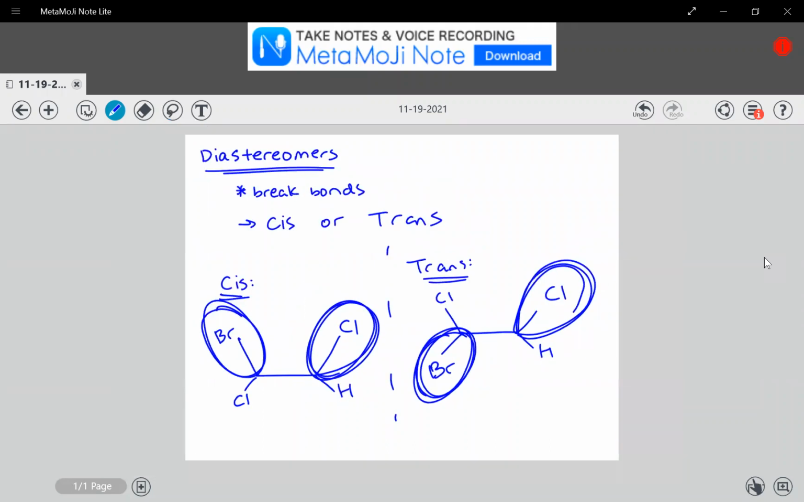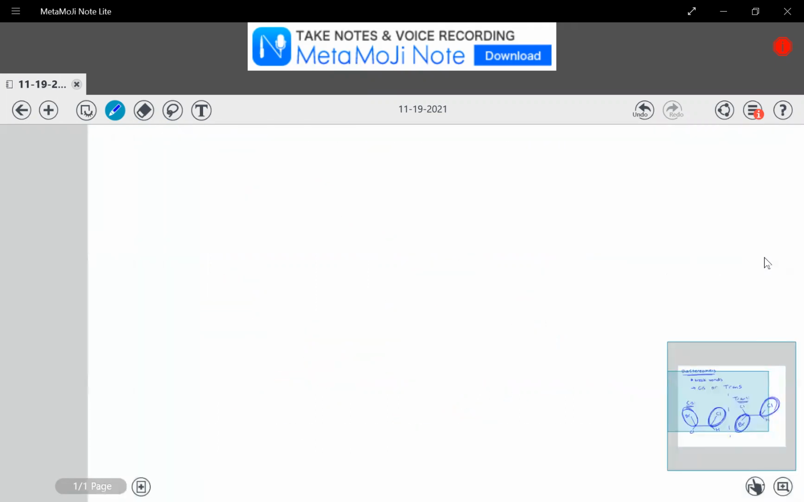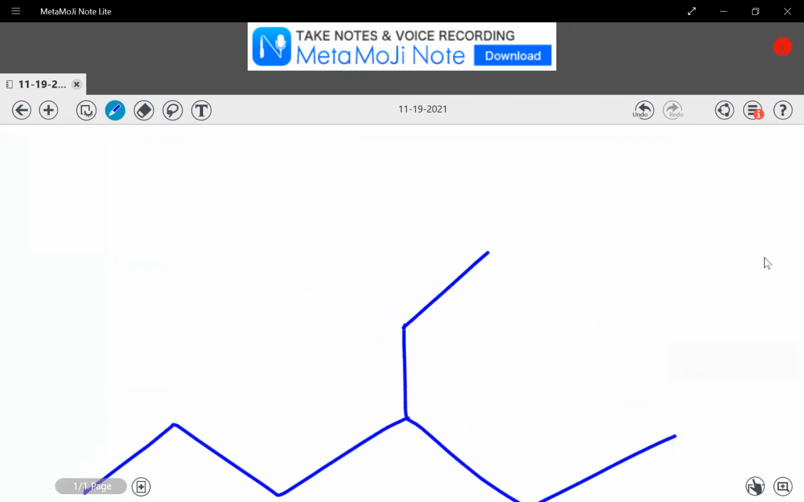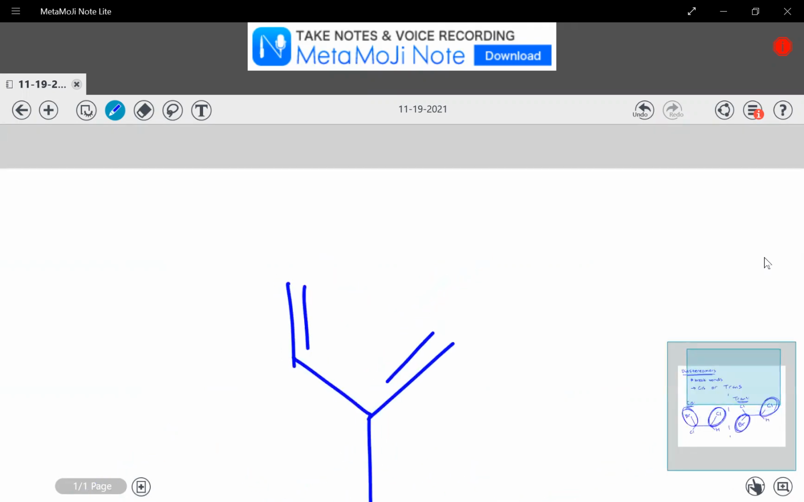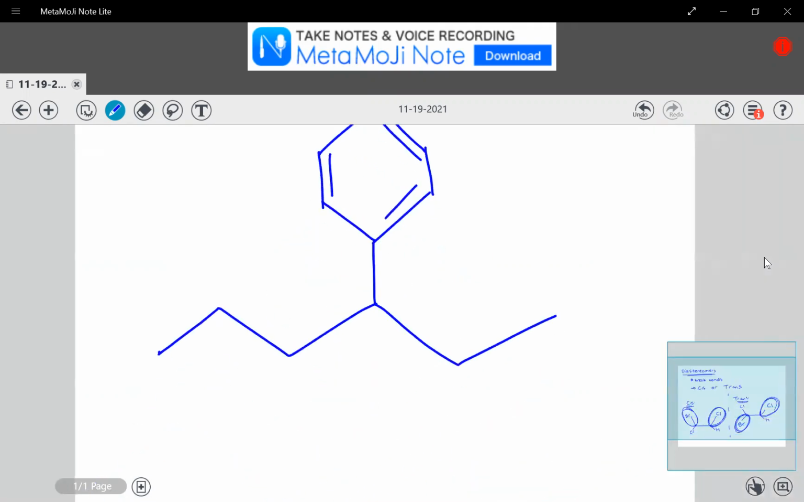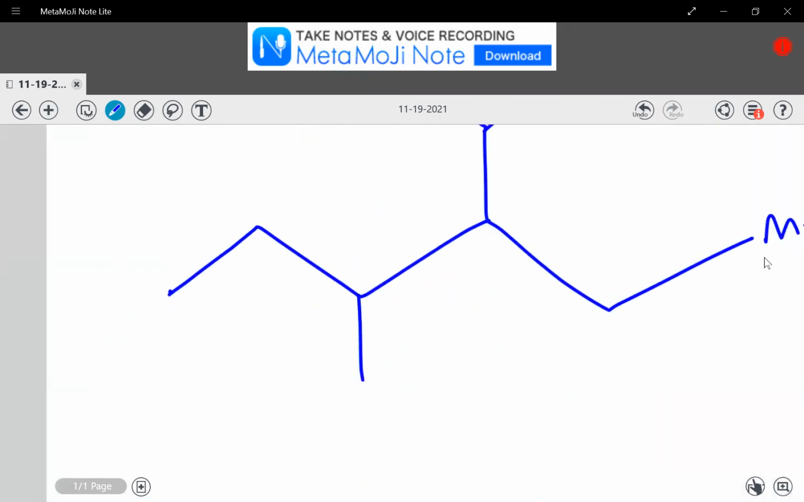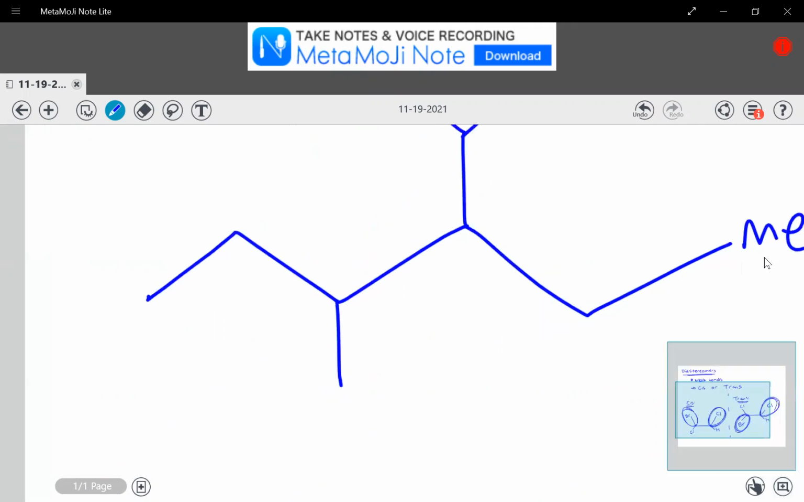Okay, diastereomers, right? Cis and trans. Let's look at an example of how this works IRL. So say we've got a molecule here. 1, 2, 3, 4, 5, 6. Let's make this a phenol ring. Methyl group here. Another methyl group here. All right.